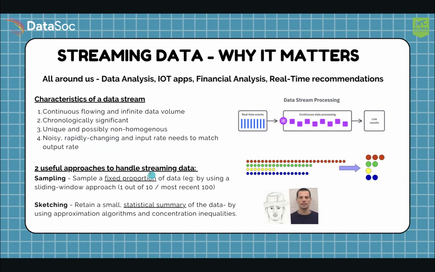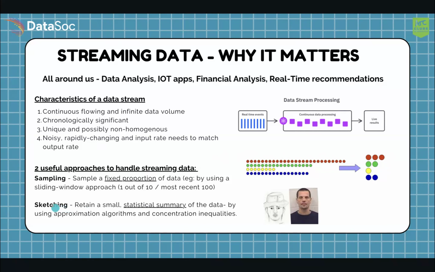Now, two useful approaches to handle streaming data are sampling and sketching. Sampling means you're taking a fixed proportion of the data. For example, you're using a sliding window approach where you take the most recent 100 data samples, or you're doing something like taking one value out of 10. In this example, we have these four colored dots, and we just take a small sample of them to denote that red had the most volume, yellow had the least.